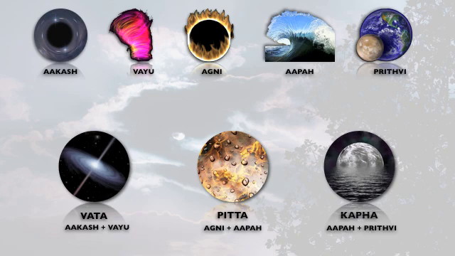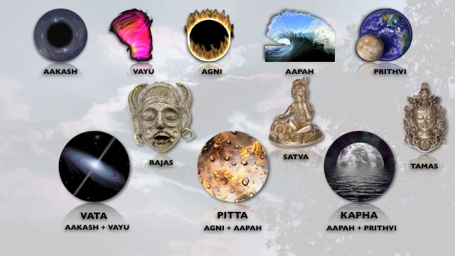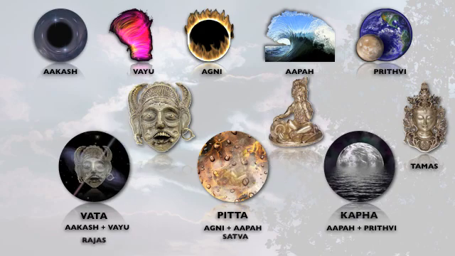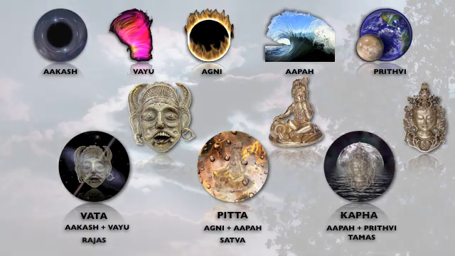Each dosha is considered to have prominence of one of the three gunas or the universal qualities of sattva, raja and tama. Raja is dominant in Vata, sattva in Pitta and tamas in Kapha.